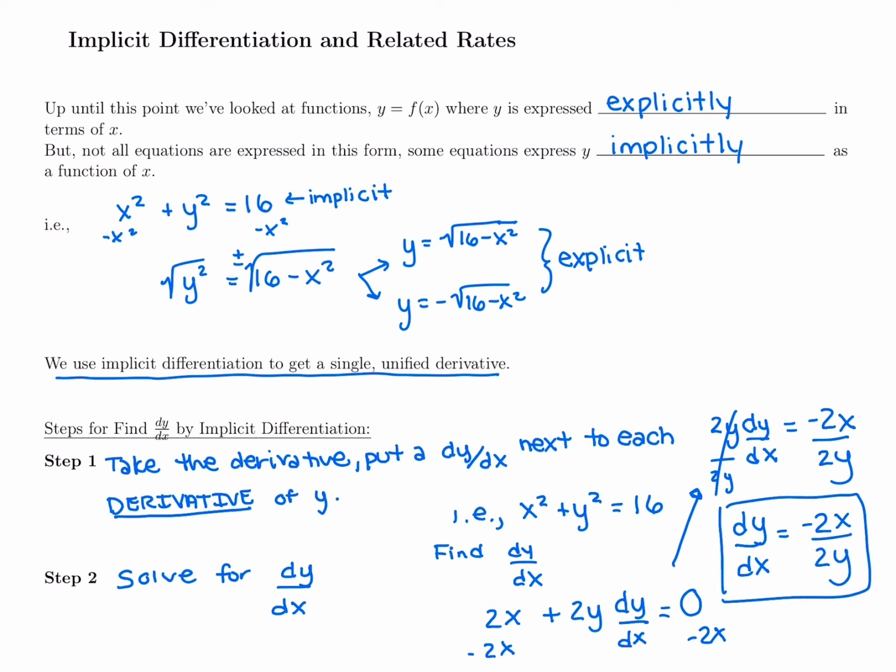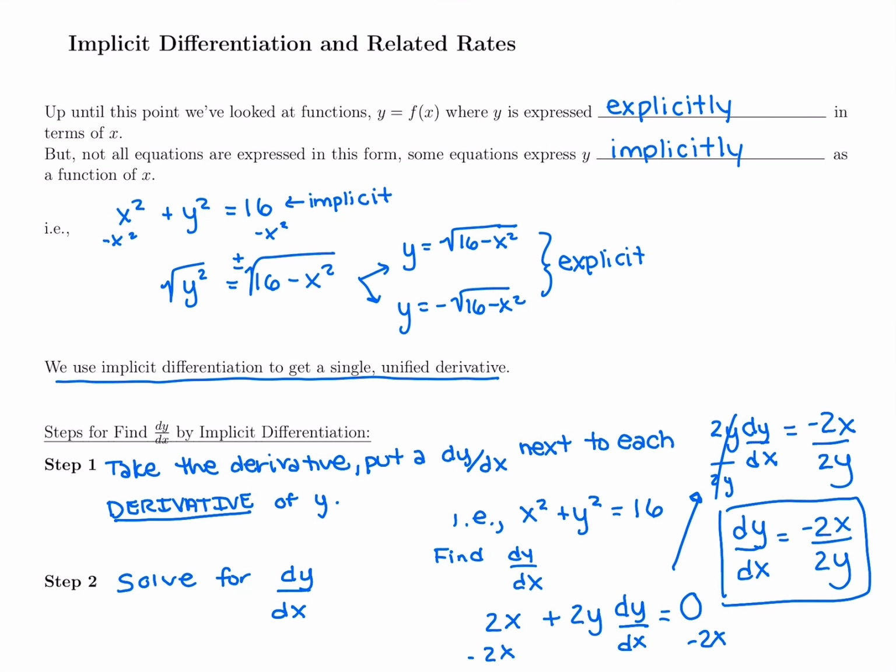And yes, you could simplify this. Those 2's actually cancel out, so you could just say negative x over y, but you don't have to simplify anything. You could also just leave it as that. So it allows us to take a regular derivative, but we do have to get dy dx by itself at the end after taking a normal derivative, where we just put a dy dx next to each derivative of y term.